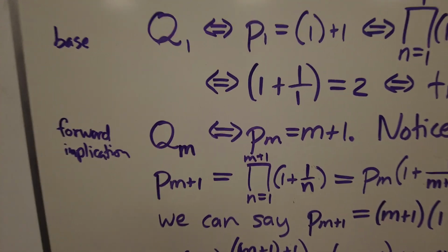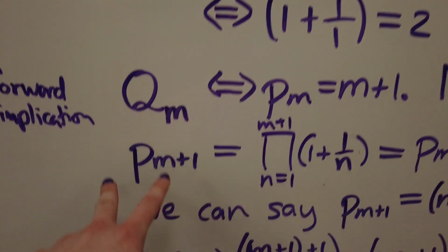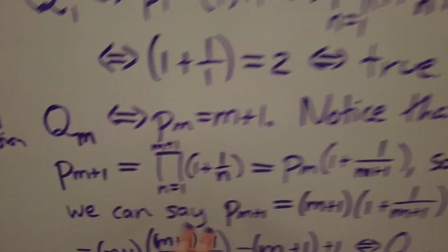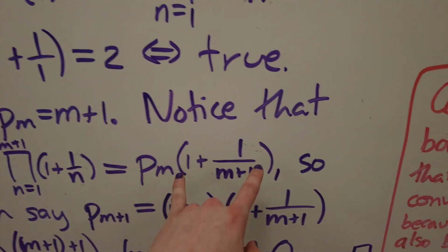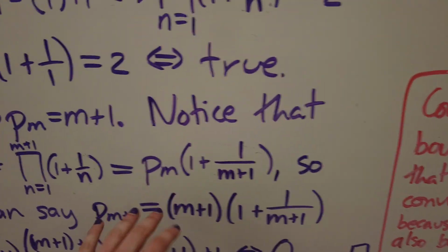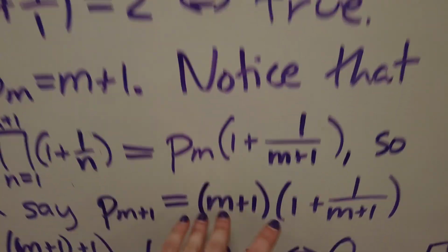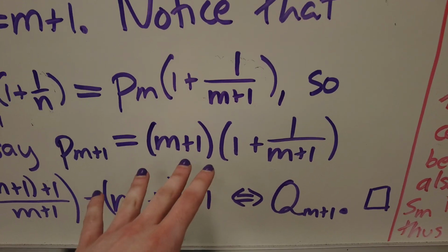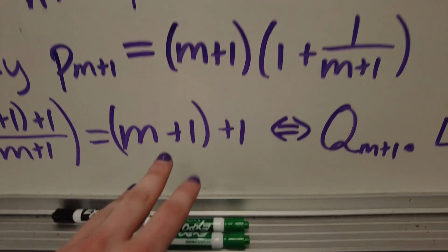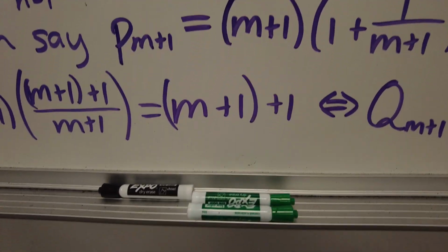Next, the induction step. We can notice that if we look at the m plus 1th partial product, that is basically the same as the mth partial product times the next factor. And since we already assumed for induction that pm is m plus 1, we're going to put that here. And we can do some algebra simplifying. We're going to get m plus 1 plus 1.